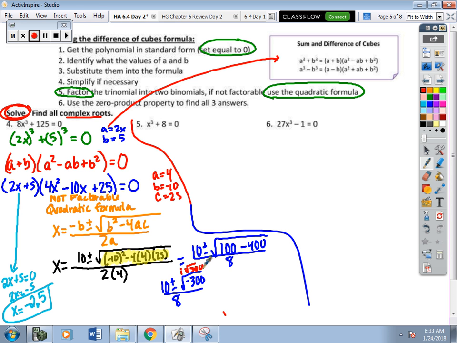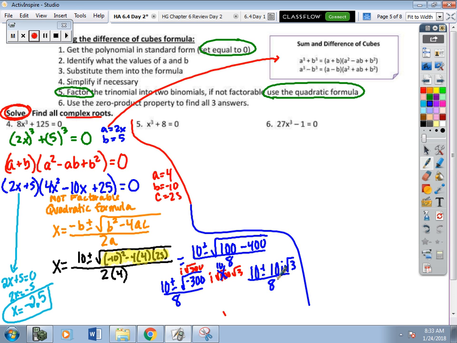What would I break 300 down into to reduce my radical? This is a square root, so perfect squares. Sam? Yes, break it into 100 and 3. And we solve our i. So the square root of 100 is 10. So now I have 10 plus or minus 10i square root of 3, all over 8.